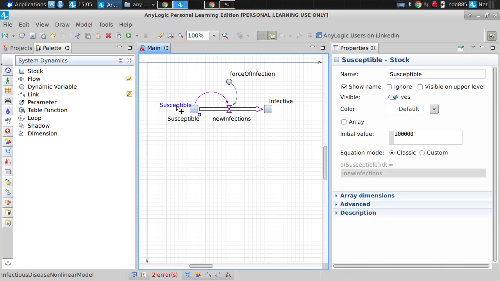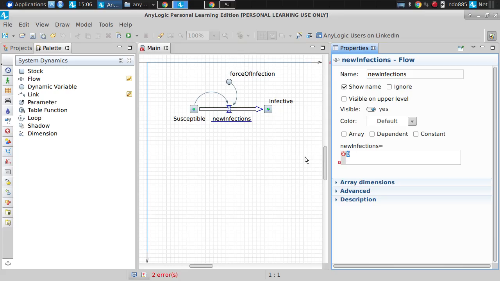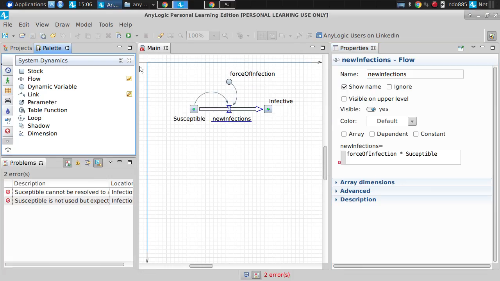Notice when you grab things, you can select something, you can move around its label. So new infections is going to depend not only on force of infection, but susceptible. So I'm going to say force of infection times susceptible. Okay? There we go. Question, yeah? What is the difference between dynamic variable and parameter? It's a good question.